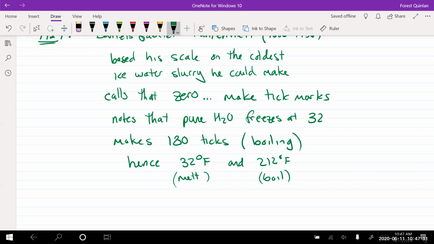Now, as we look at this, it's kind of interesting. I said, hey, we have to have some sort of benchmark, some sort of jumping off point if we're going to be doing measurements. Now, what Daniels Gabriel did is he said, okay, I'm going to make the coldest thing I can. I'm going to call that 0. From there, I'm going to change the concentrations of things until I get to pure water. And from there, continue to heat it up, marking the ticks as we go along. And he gave us a nice little temperature scale. That's kind of cool.